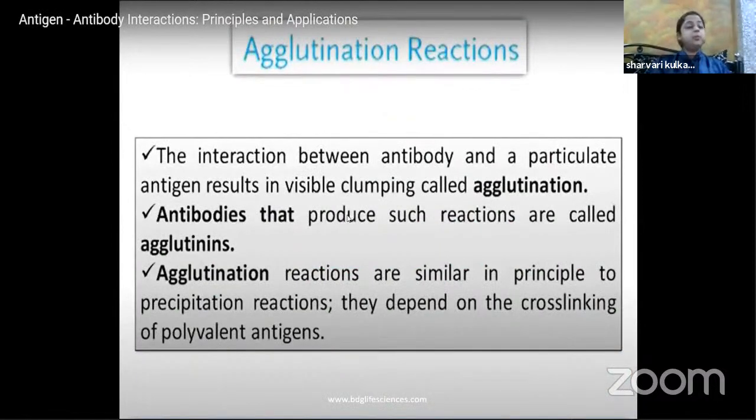Then comes the very important agglutination reaction. Agglutination, again, is the interaction between antibody and antigen.